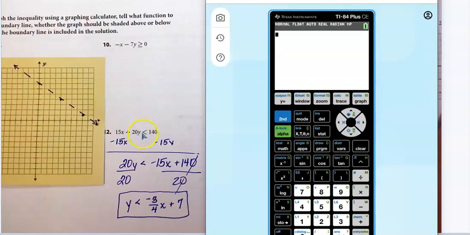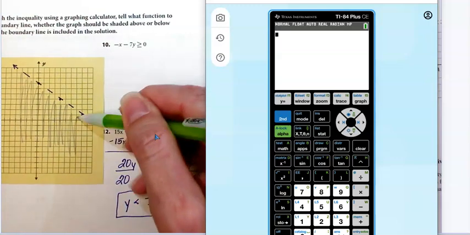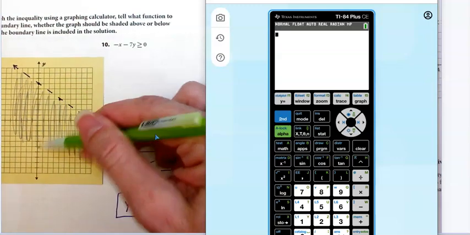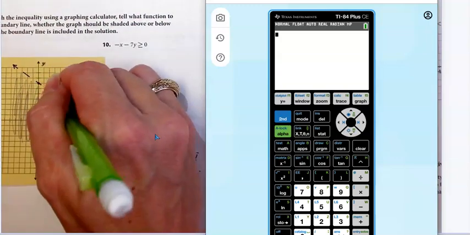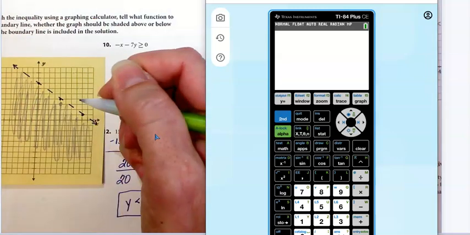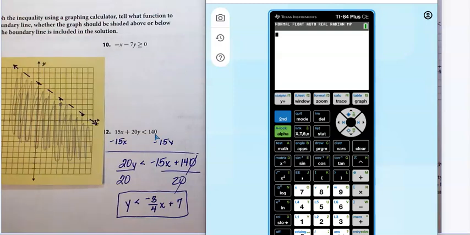So if I put a 0 in here and a 0 in here, this whole side becomes 0. And is 0 less than 140? And it is. So that's the side that makes the equation true. So any point in the shaded area would make the statement true. 0, 0 makes it true. This point right here, 4, 3 would make it true. Any of those points would make it true.